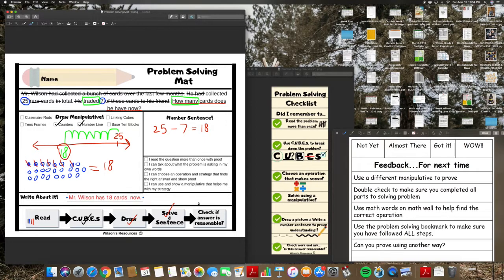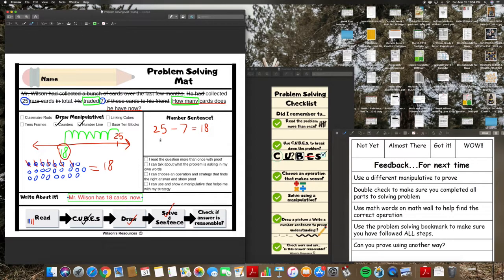So finally, it says, check if answer is reasonable. Well, we know the number didn't get bigger, so it's definitely the right operation. We know that traded means to give away. So subtraction has to be a reasonable operation. Is our number reasonable? Well, I could actually double check. So some students may be ready for this, some students might not be there yet. But I will show you an extra way that we can check for reasonableness.